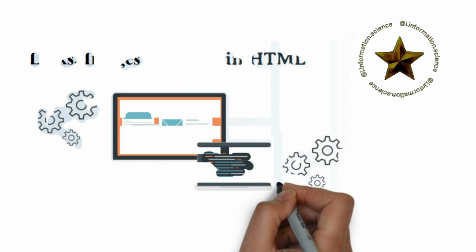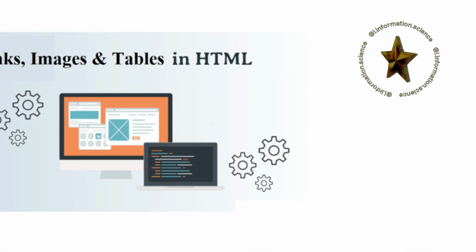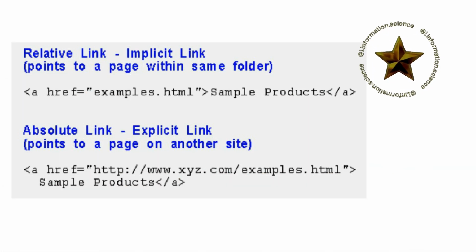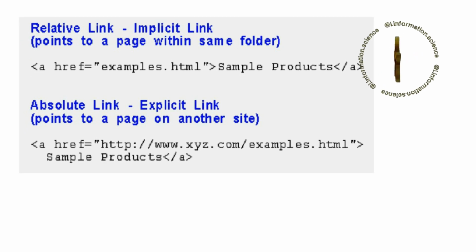Overview of this unit include links, images and tables. Links may be categorized into two types, that is, relative links and absolute links. Absolute links in HTML are hyperlinks that contain the full URL, including the protocol, http:// or https, domain name, and path to the specific page or resource. Relative links, in contrast, only specify the file path relative to the current page and are used for linking between pages within the same website.